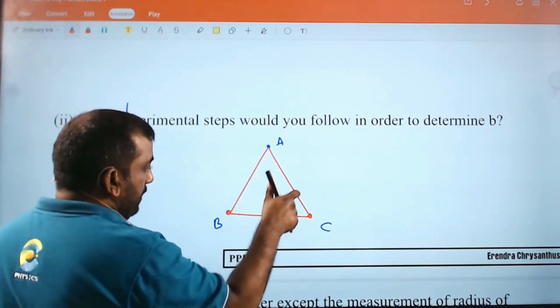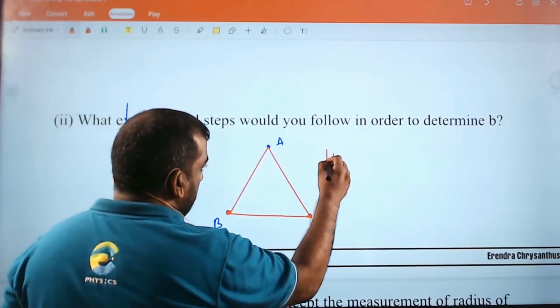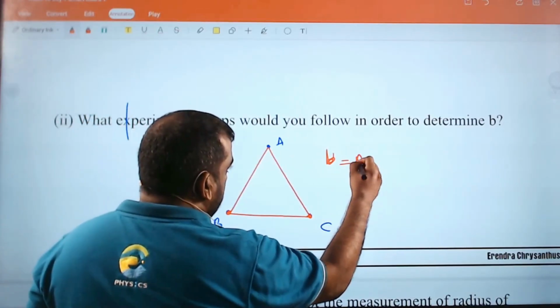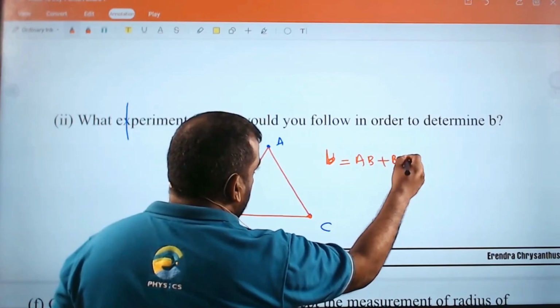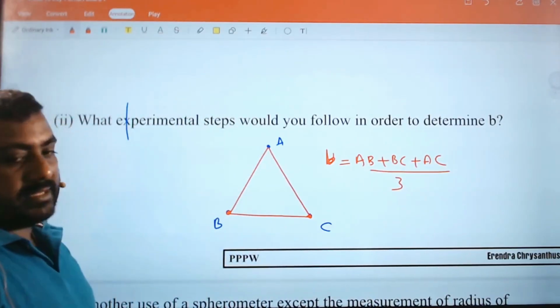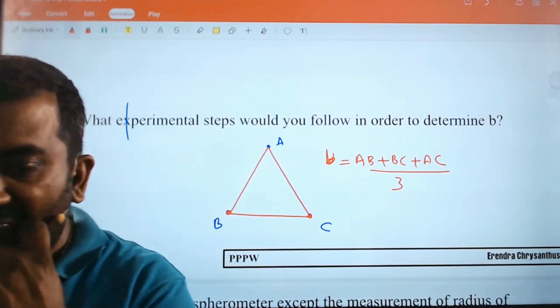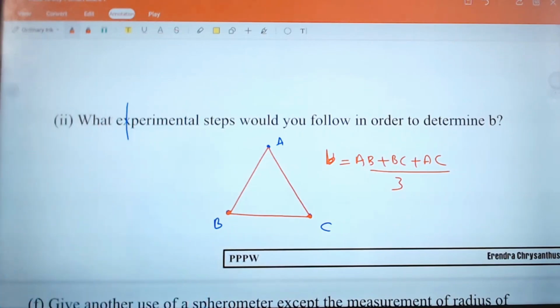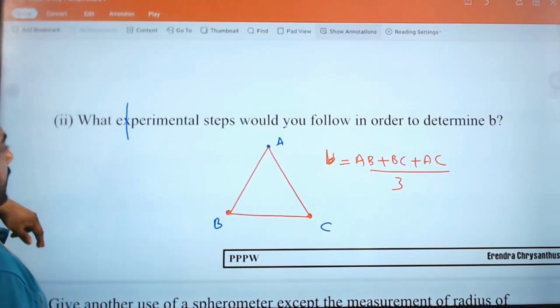Measure AB, BC, AC, and find the average distance between the balance legs.